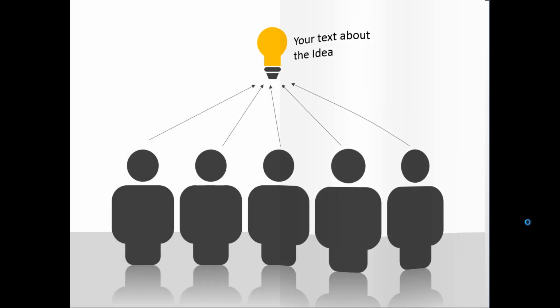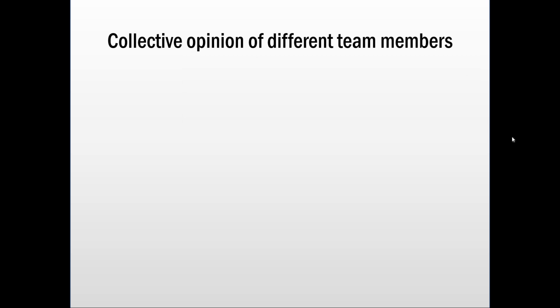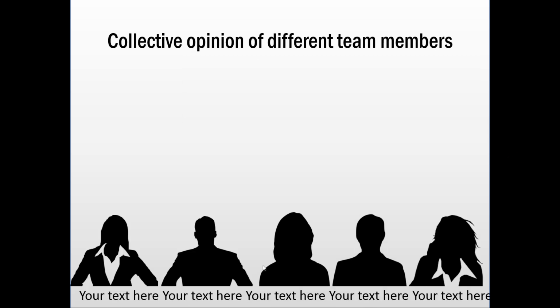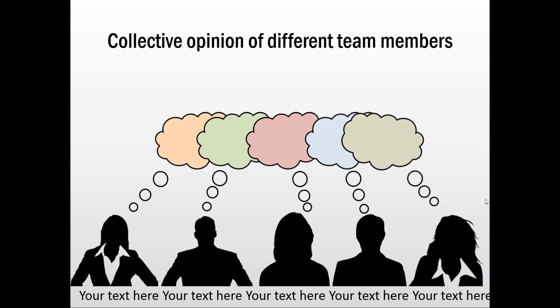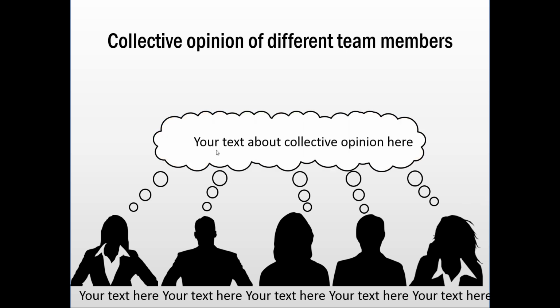The first example is that of this one about collective opinion of different team members. Let us say you want to show that there are different people involved in collective opinion creation. Then you can have the photos of those people instead of these dummy silhouettes here. And then on click, you can say that these people have all contributed their ideas. And on the next click, you have the collective opinion and you can write your collective opinion text here.